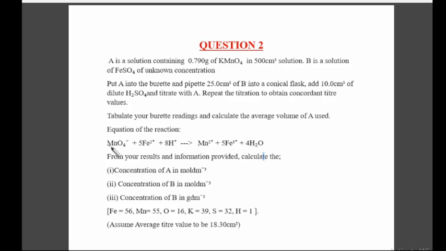So we have the equation for our reaction here. We can see it is in ratio 1 to 5, 1 of acid to 5 of base. We are calculating the concentration of acid in moles per dm cube, the concentration of base in moles per dm cube, and the concentration of base in grams per dm cube. Those are the 3 things this question is asking us to calculate. They also gave us some of the parameters, and we will be needing the masses of all of these substances. So we are going straight into answering the question right now.